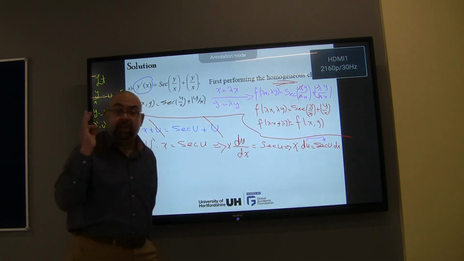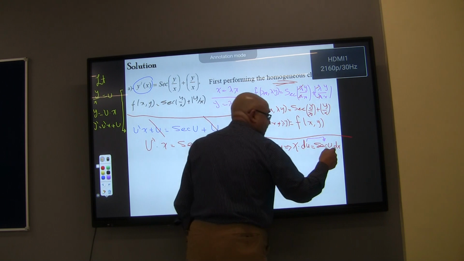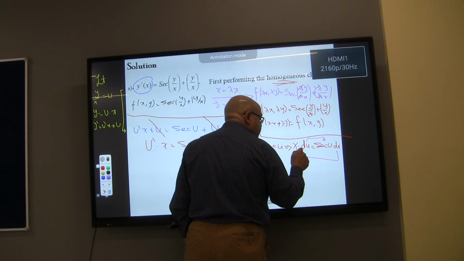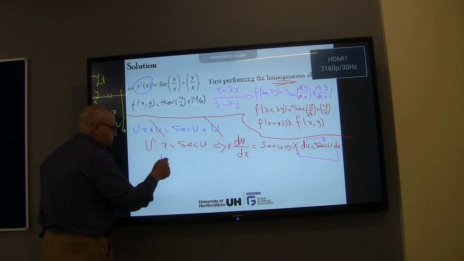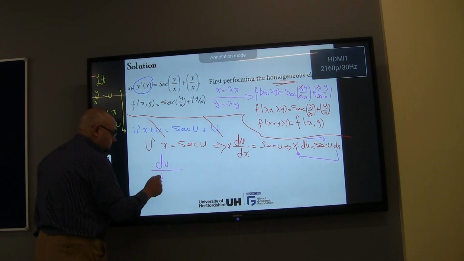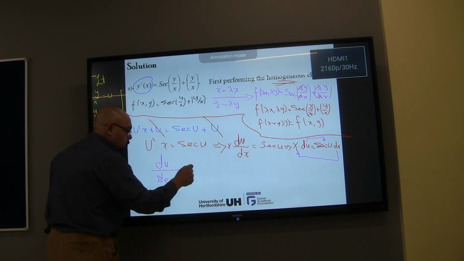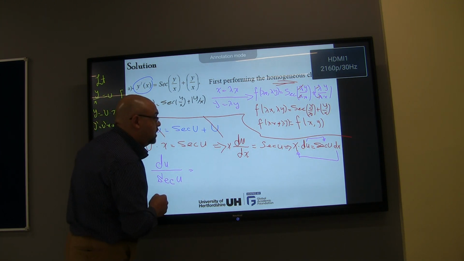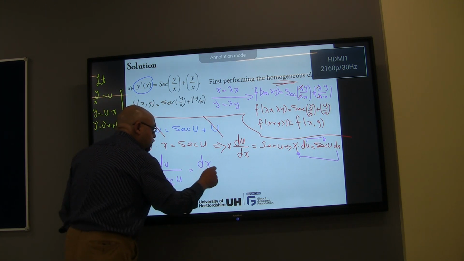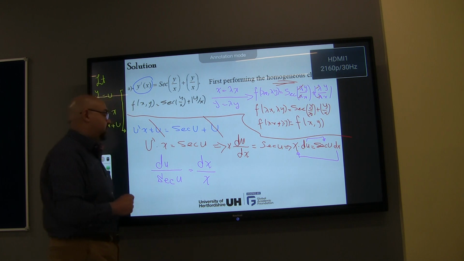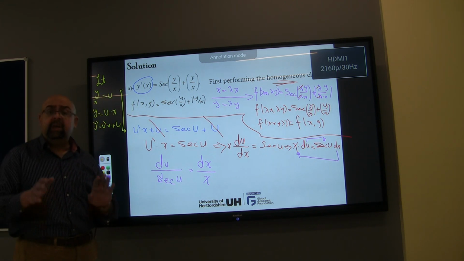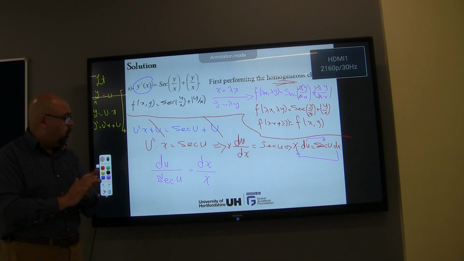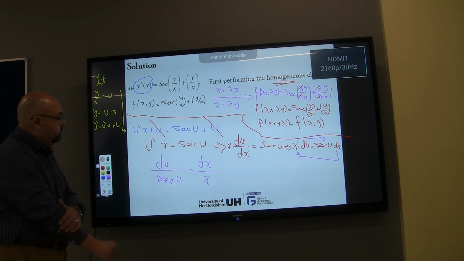Don't get back empty-handed. So I will have to move dx by x. The result is going to be du divided by sec u, which is going to equal dx divided by x. Now we succeeded in separating the variables. Once more, I will try to integrate both sides, each side separately.